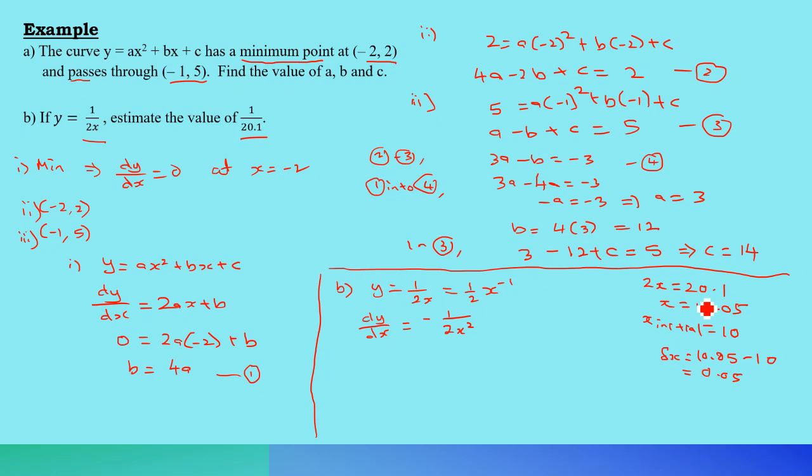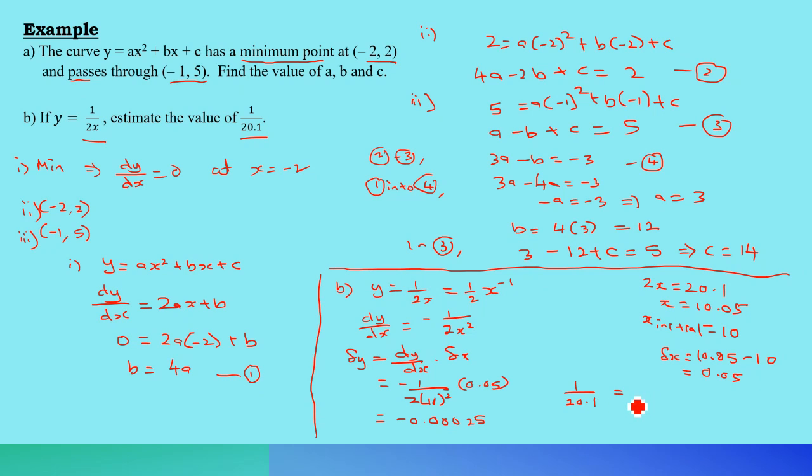Be careful, 2x is 20.1, not just x, okay? 2x, you must follow the equation. So from here, delta y equals dy over dx times delta x. So dy/dx we already know is 1 over 2x squared, and our initial value you put as 10, so 10 squared, and the change is 0.05. So when you calculate this, you will get negative 0.00025. So now the question wanted you to find 1 over 20.1.